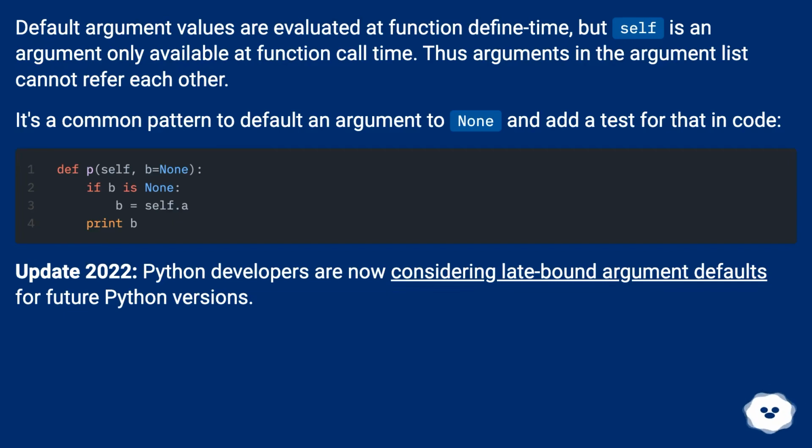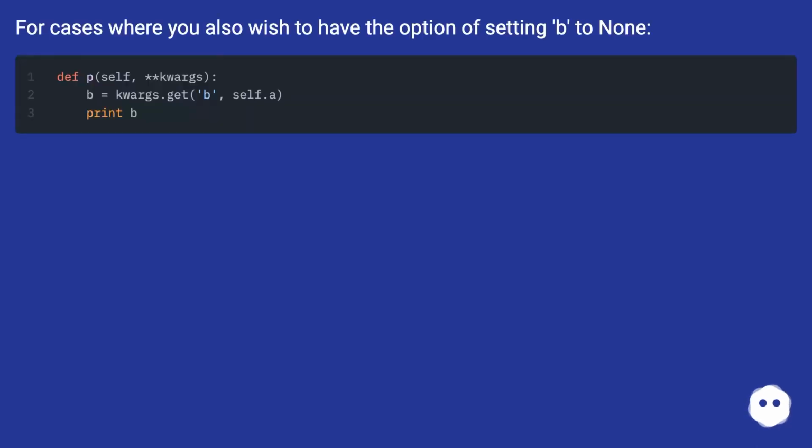Update 2022: Python developers are now considering late-bound argument defaults for future Python versions. For cases where you also wish to have the option of setting B to None.